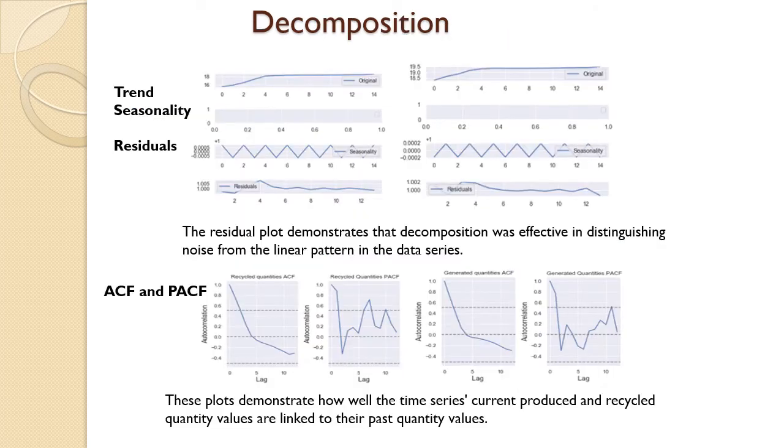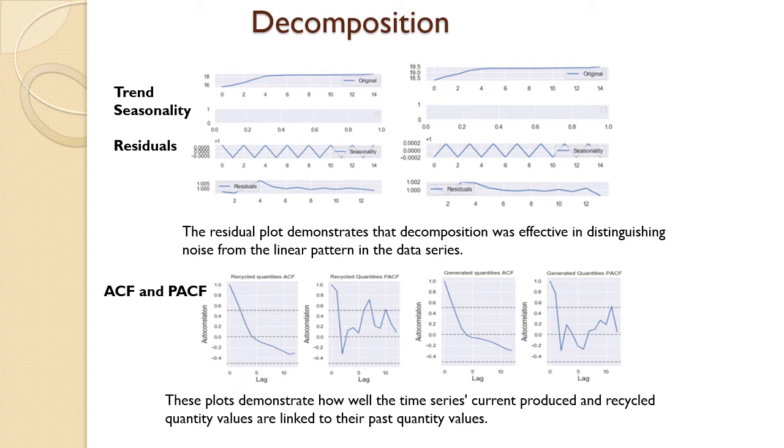After getting the Dickey-Fuller results, the data was then decomposed to remove seasonality, patterns, and residuals. As can be seen in the top four rows, the chart shows the trend and seasonality, which demonstrate the data repeating in a short-term loop. Then in the third and fourth rows, we can see the residual plots, which demonstrate that the decomposition was effective in distinguishing noise from the linear pattern in the data series.